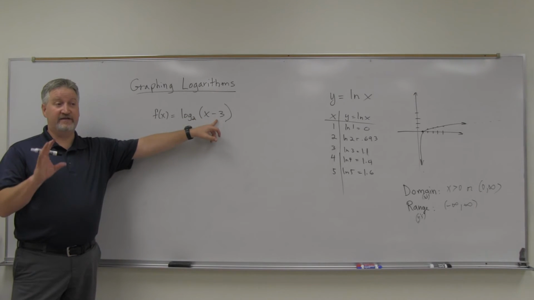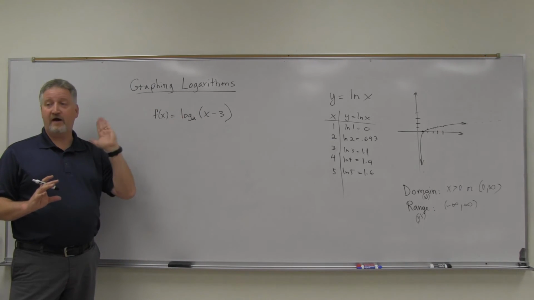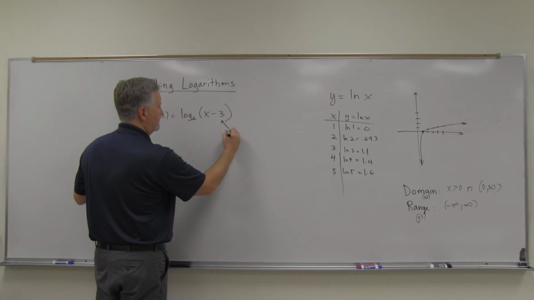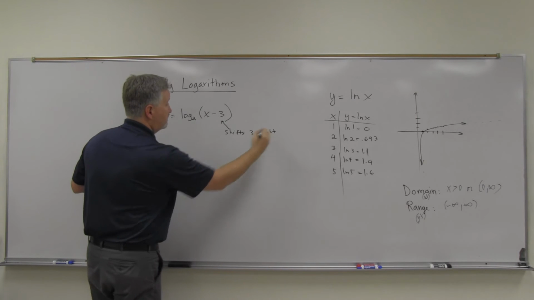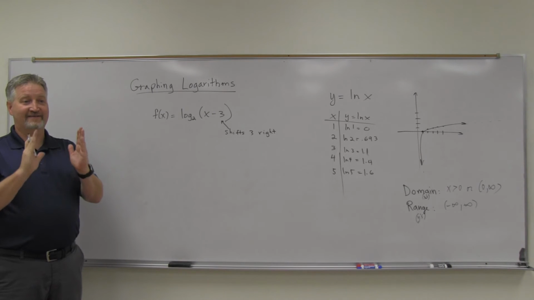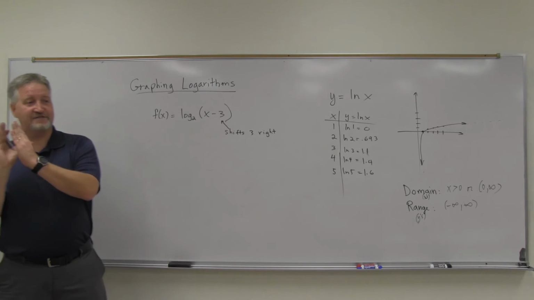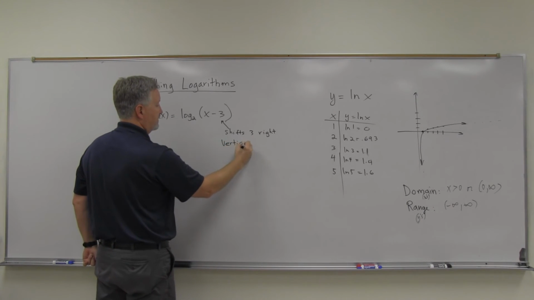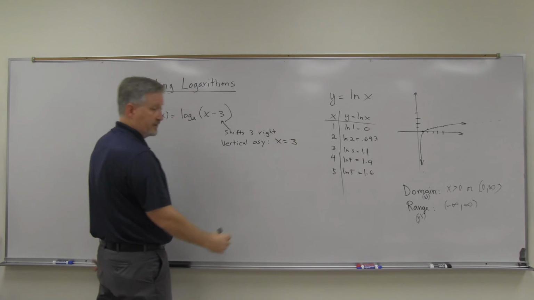The 3 is on the inside, and it's a minus 3. So it goes left or right. Minus goes to the right. So this is going to shift it 3 to the right. Well, in particular, what feature gets shifted 3 units to the right? That vertical asymptote, doesn't it? Yep. So if everything gets shifted 3 to the right, our vertical asymptote now is at 3.